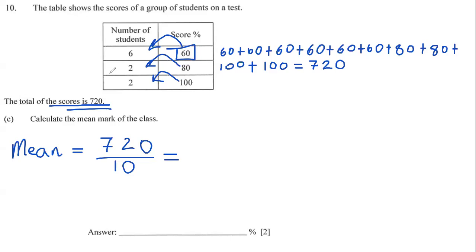So when we divide 720 by 10, we can cancel this 0 with that 0. So we're left with 72 over what? Over 1. And so the mean mark for the class is going to be how much? 72%.